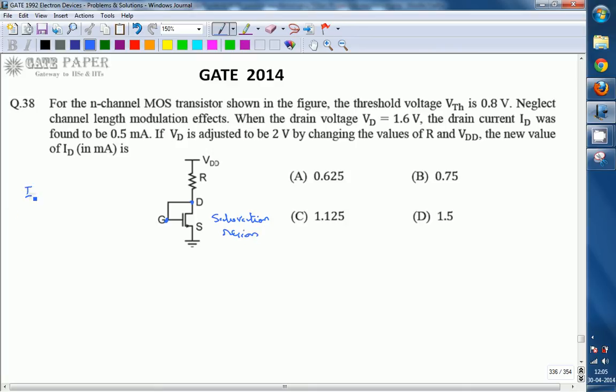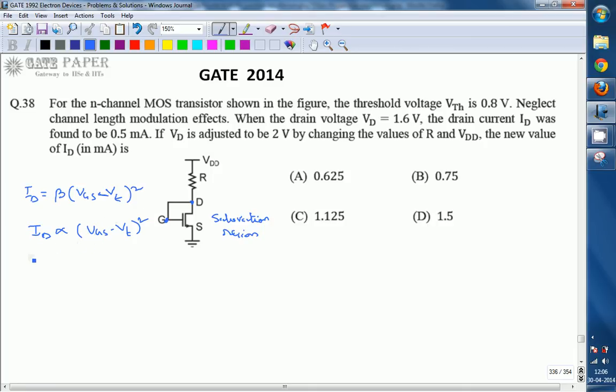And we know the drain current equation in the saturation region is beta times (VGS minus VT) whole square. That implies that in saturation, ID is only proportional to (VGS minus VT) whole square.